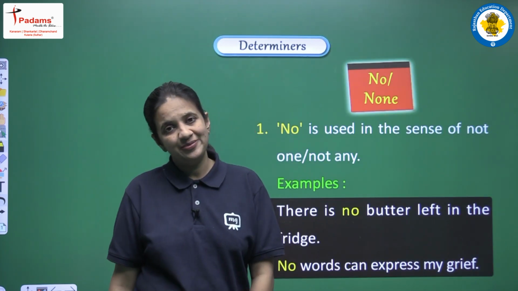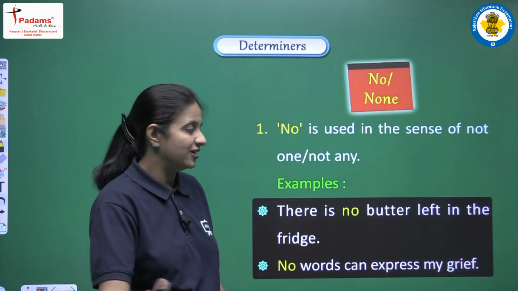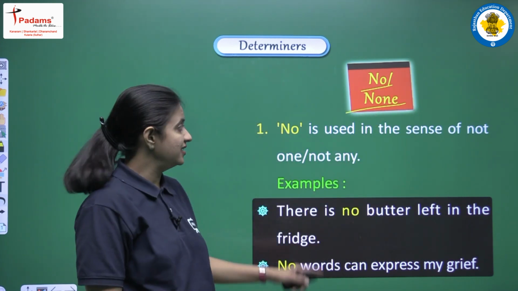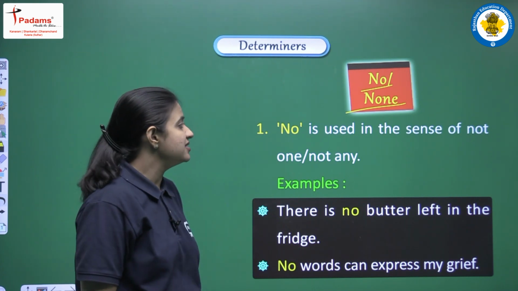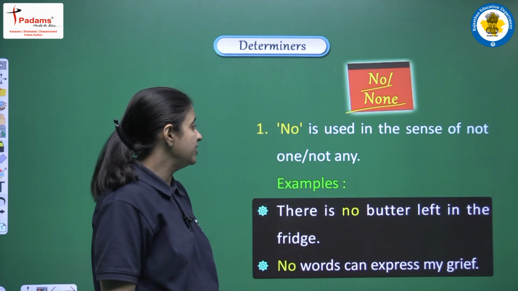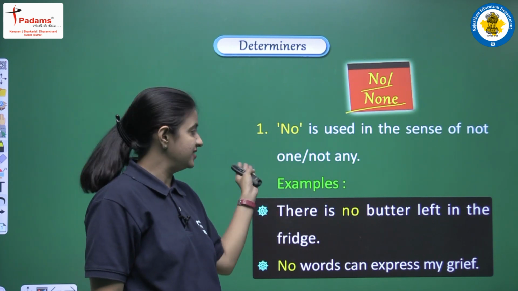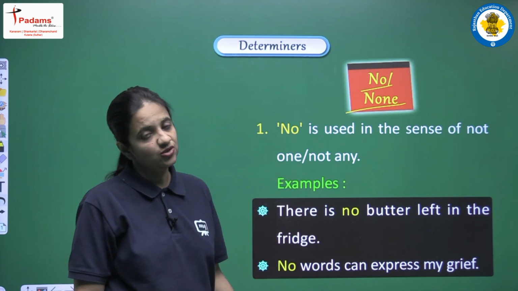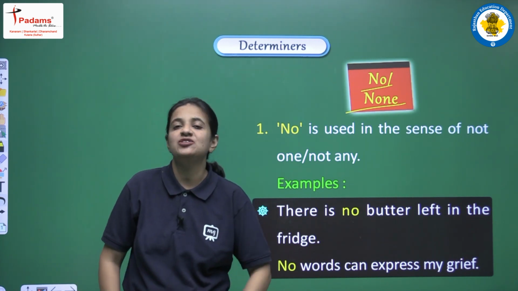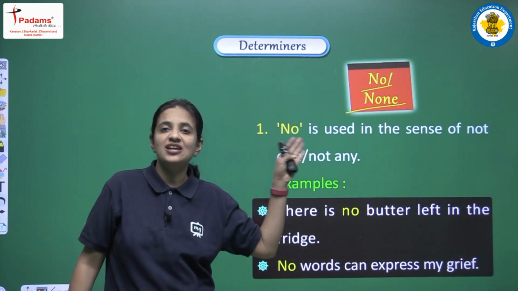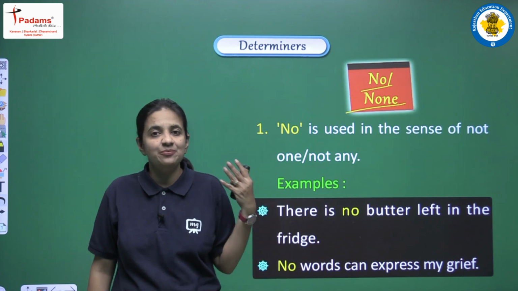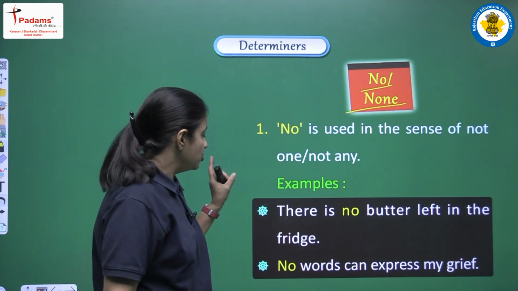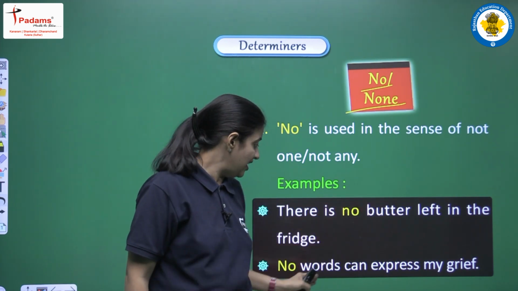Next pair of determiners that we are having here, next two determiners. So now we are having no and none. So let's see the uses. No is used in the sense of not one, or we can say not any. So let's see the examples. There is no butter left in the fridge. One thing that is very much obvious here is that these words are used in negative sentences and they mean that the sentence has a negative meaning. So we can write that there is no butter left in the fridge.